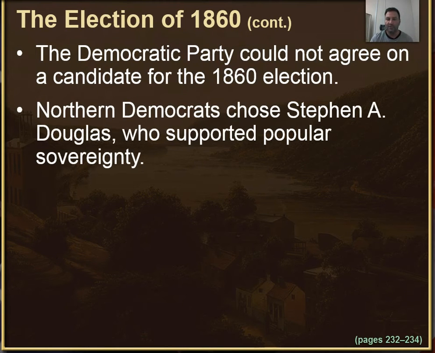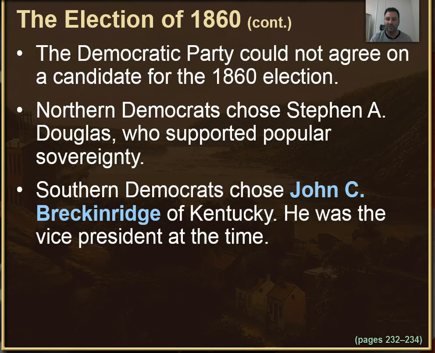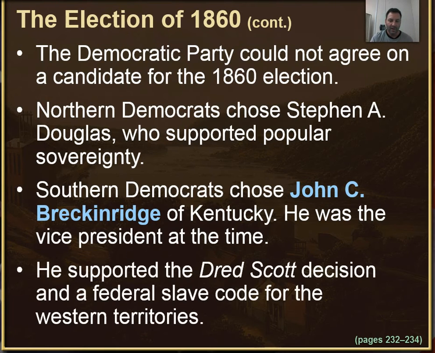Northern Democrats chose Stephen A. Douglas, who supported popular sovereignty. Southern Democrats chose John C. Breckinridge of Kentucky. He was the vice president at the time. He supported the Dred Scott decision and a federal slave code for the Western territories.